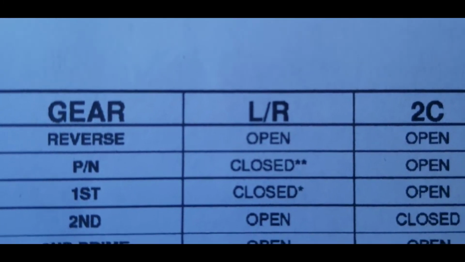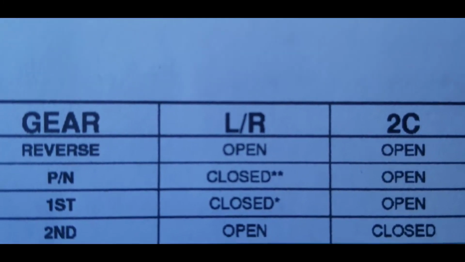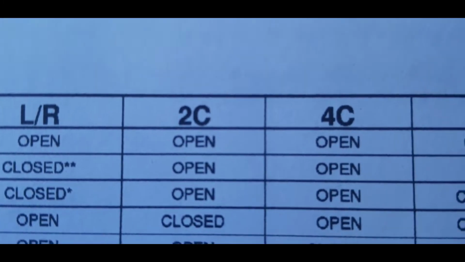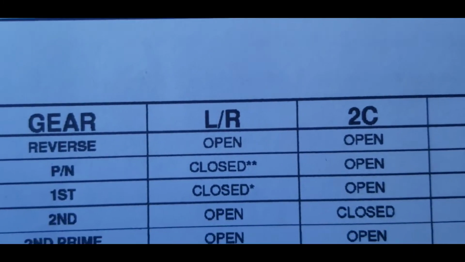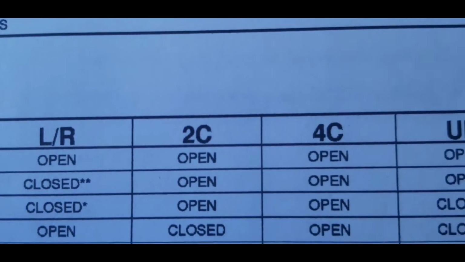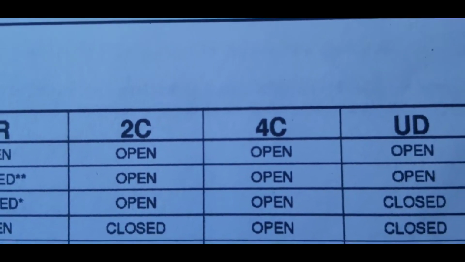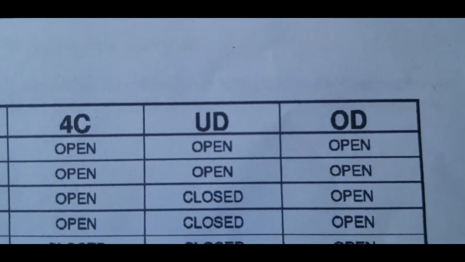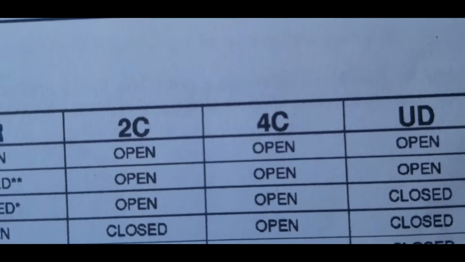Low reverse is supposed to go from closed to open. That would be low and reverse clutch. 2C pressure switch is supposed to close in second gear. 4C pressure switch should be open. And then underdrive is closed. So that one's on and that one is on.